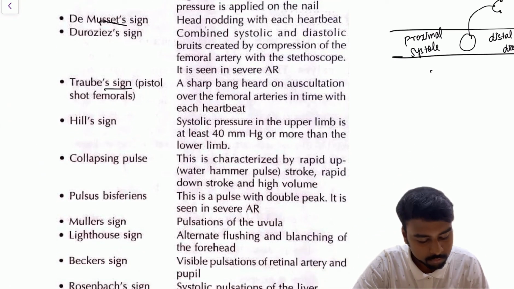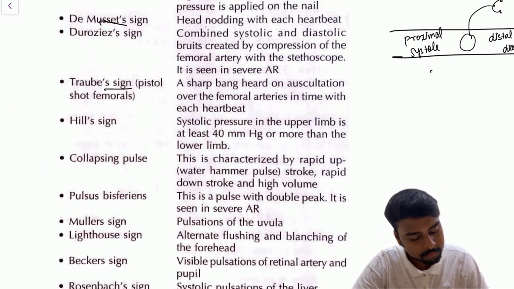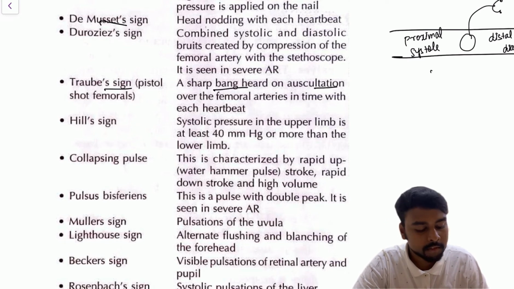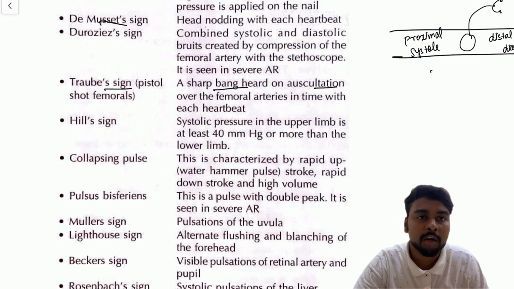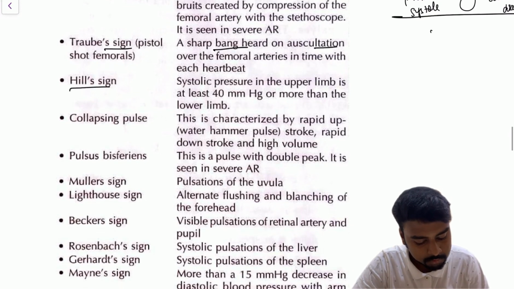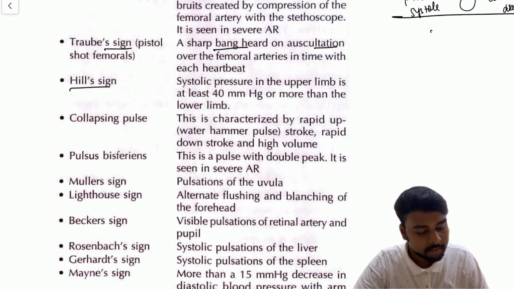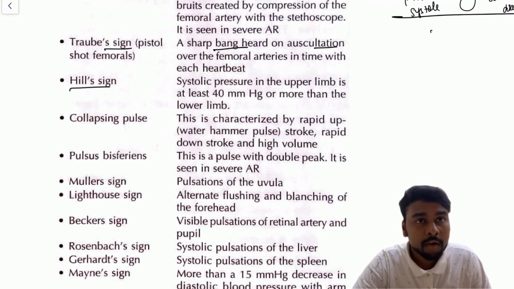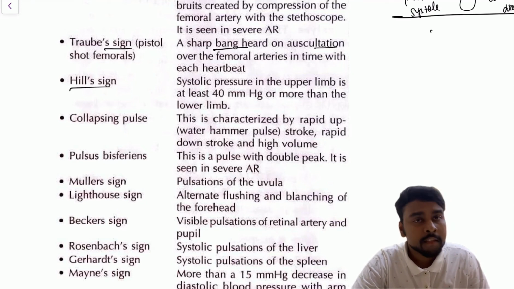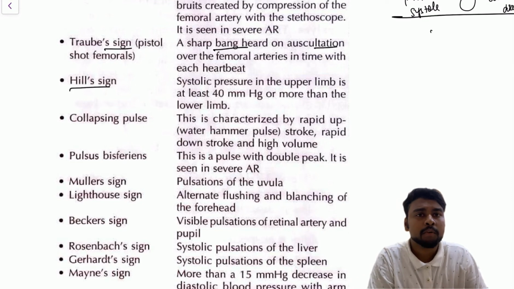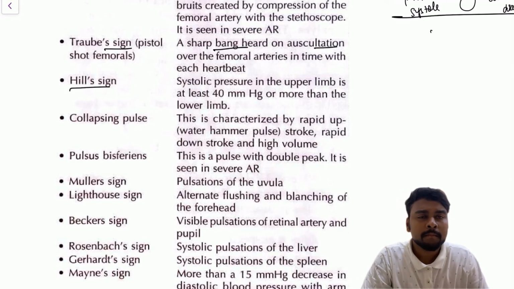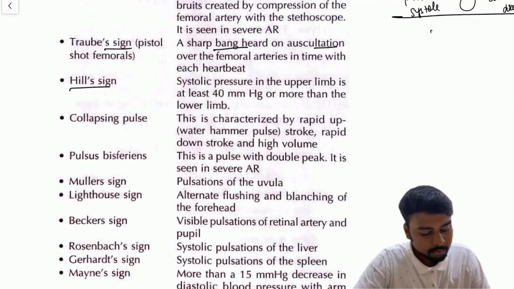What is Traube's sign? Traube's sign is the pistol shot femorals, a sharp bang heard on auscultation over the femoral arteries with each heartbeat. Okay. What is Hill's sign? The systolic blood pressure in the upper limb is at least 40 millimeters of mercury more than the lower limb. For example, in the upper limb, if the systolic blood pressure is 120 millimeters of mercury, in the lower limb it may be 80 millimeters of mercury.